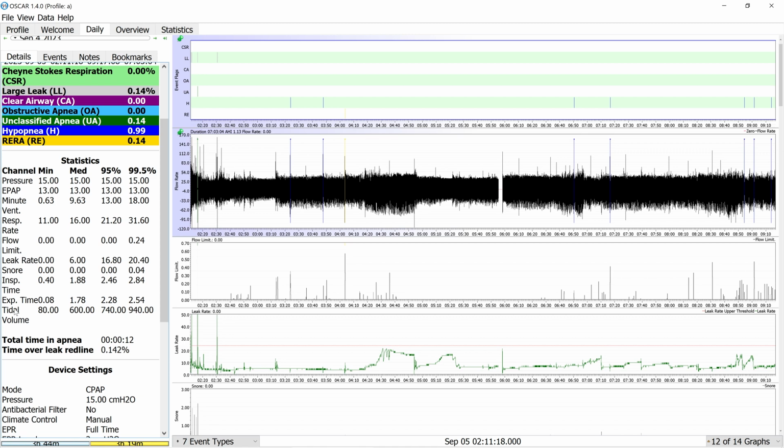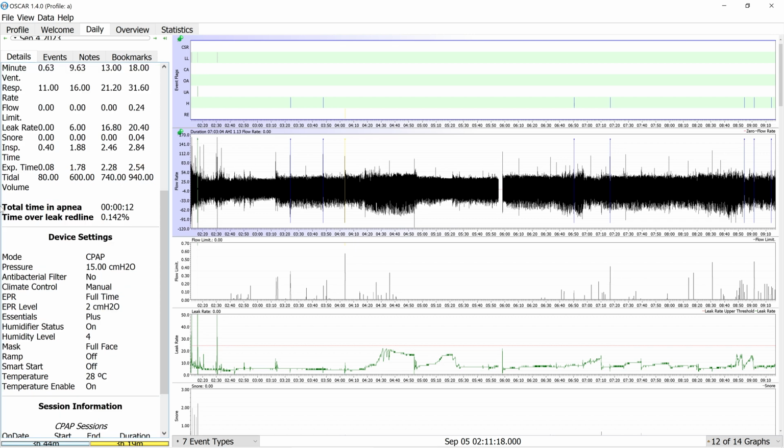Tidal volume is basically the amount of air that you breathe per breath in milliliters. Minute ventilation is tidal volume times respiratory rate. In other words, if you multiply tidal volume and respiratory rate, you'll get the minute ventilation values. And total time in apnea is the amount of time in the entire night that you spent in an apnea.